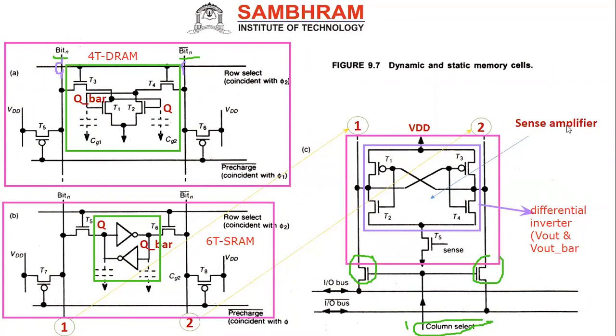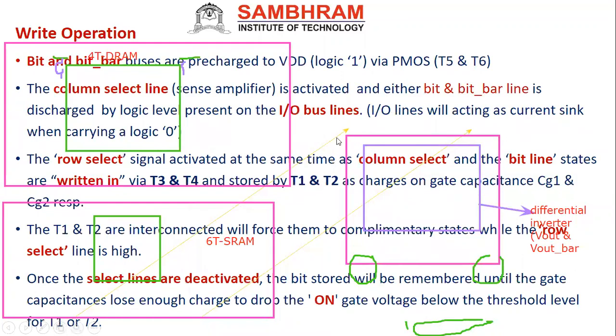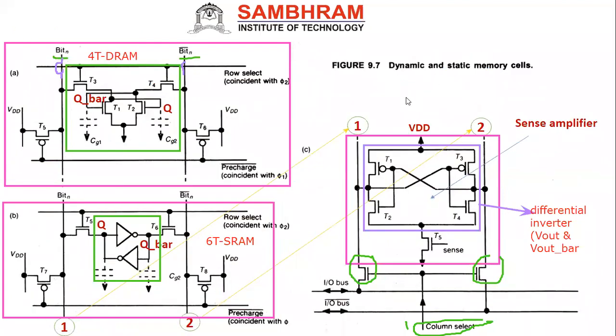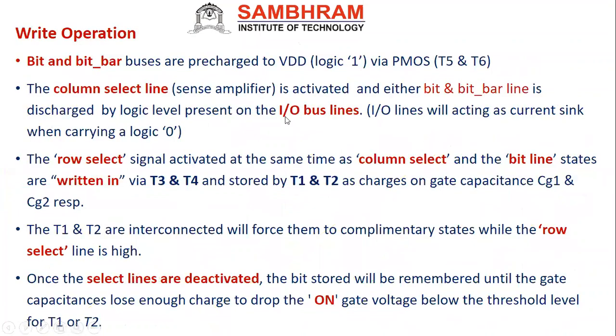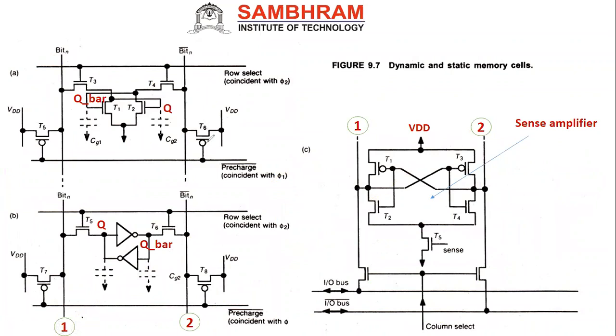So now let us see what the operation is. First, let us see the write operation. See the writing operation: the bit and bit bar buses are pre-charged to VDD via PMOS. The bit and the bit bar are pre-charged because this is a pre-charge, right?